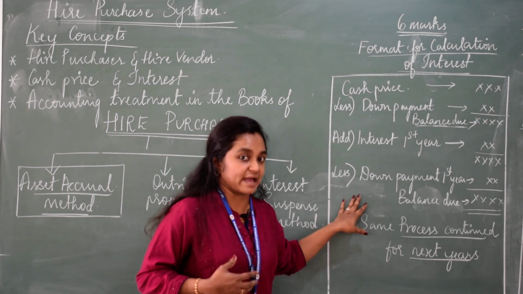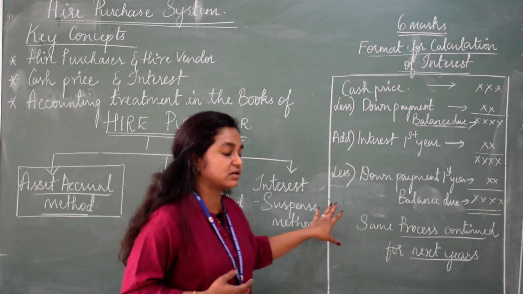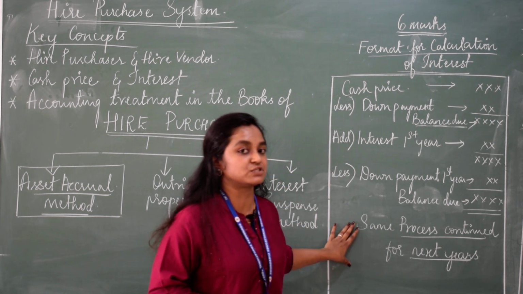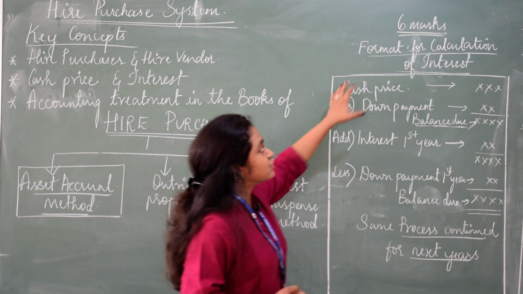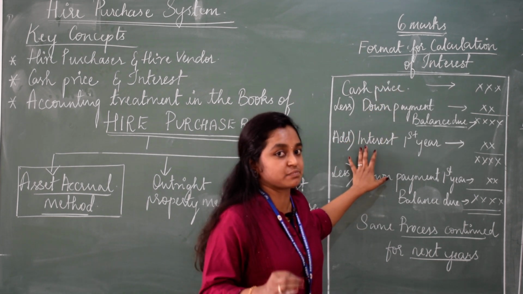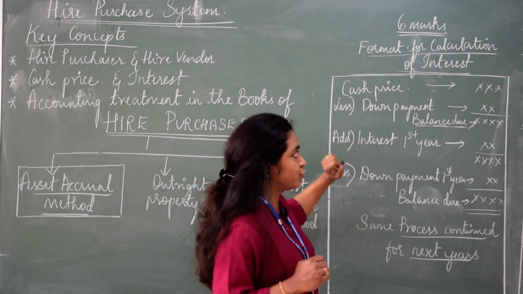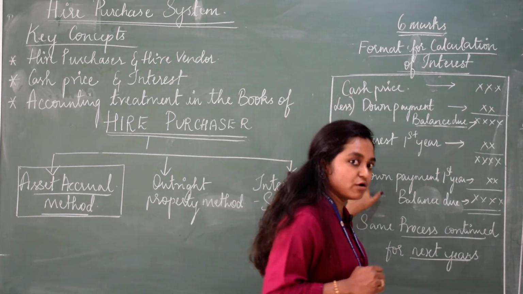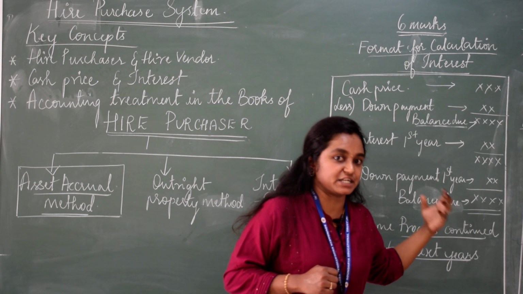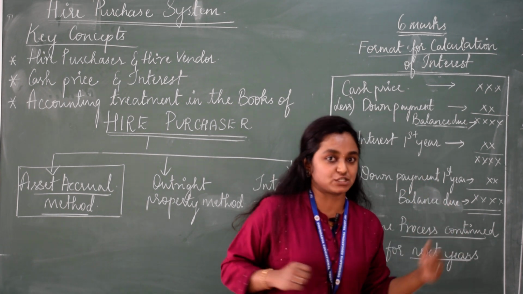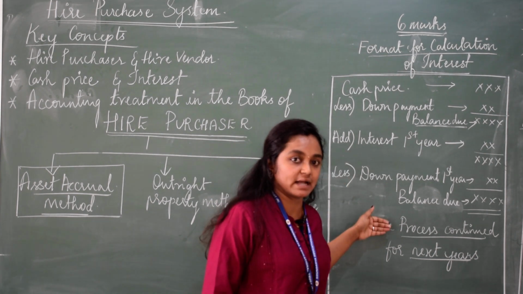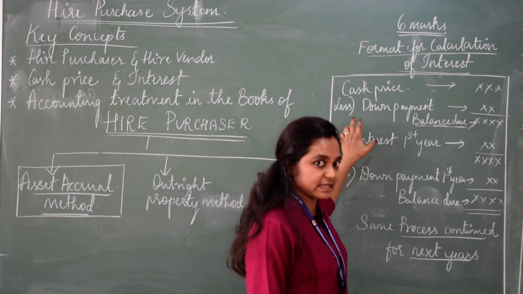Before going to the actual calculation, let's see how the format looks when it comes to calculation of interest. This is a small format. This question or format is basically asked for 6 marks, Section B in Bangalore University. When you purchase an asset, you will also have to calculate interest. That is what I have made clear. So to calculate interest, there is a small basic format that we follow. The format looks like this.